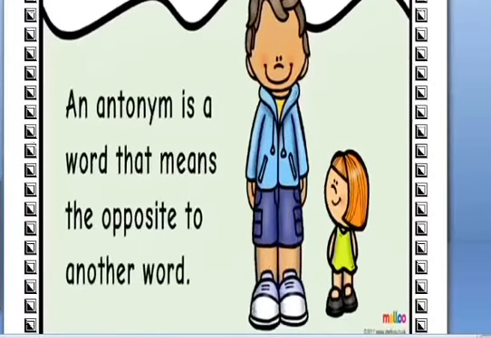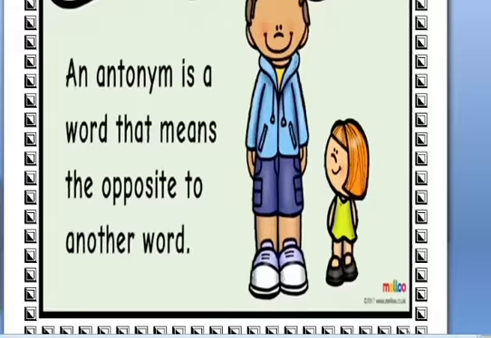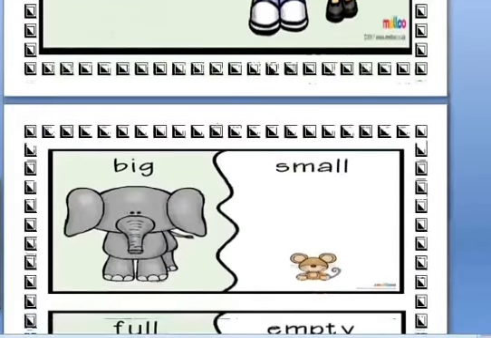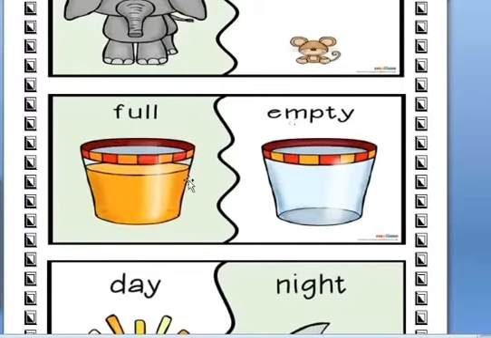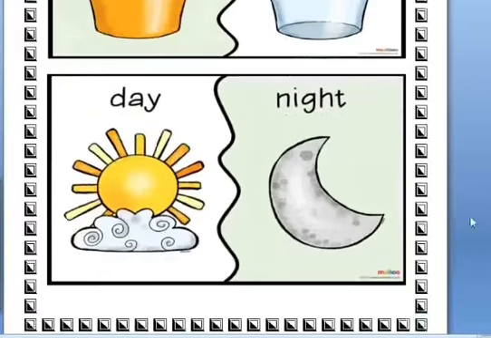So an antonym is a word that means the opposite to another word. So now we are going to work with opposites. Let's have some examples. Big and small, they are antonyms. The antonym of full is empty. The antonym of day is night. So, can day and night come together? For sure, it's impossible. They can't come together. So, they are opposites, antonyms.